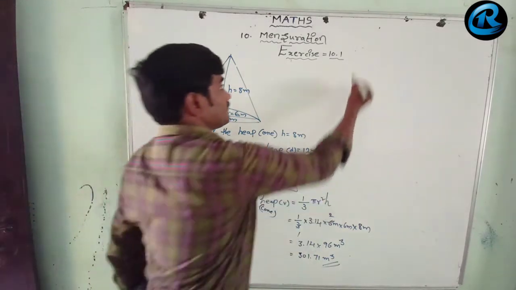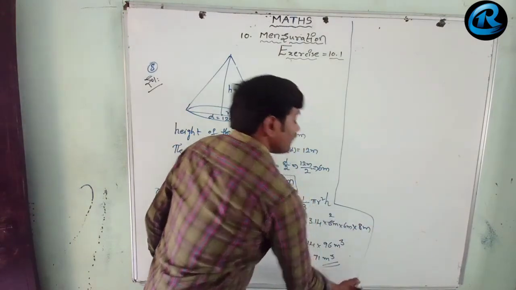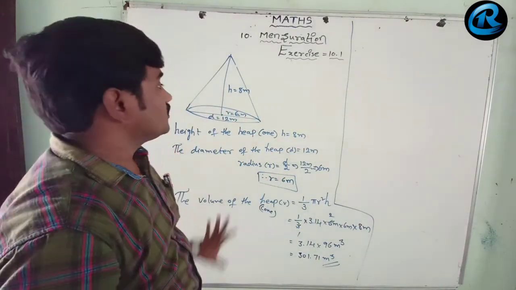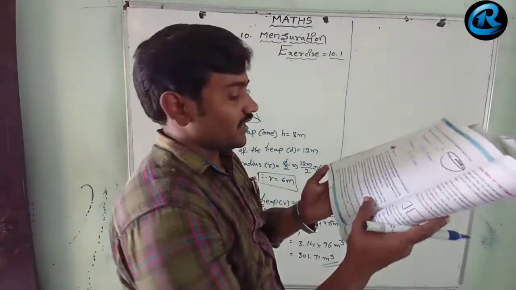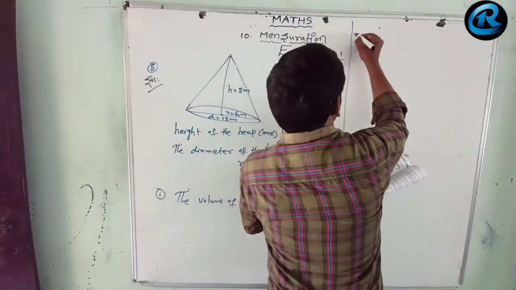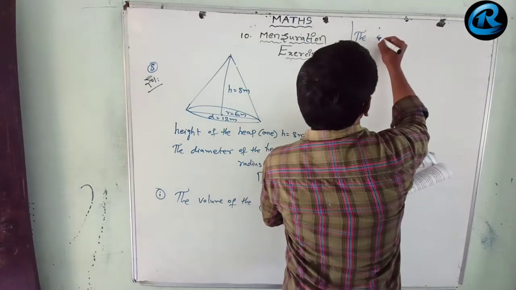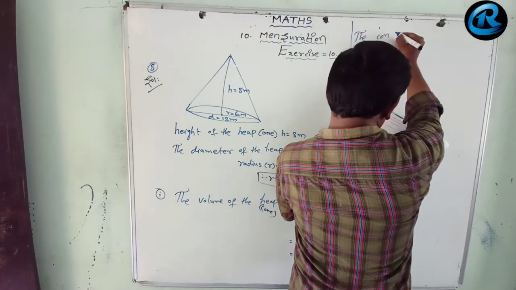Next, the canvas cloth required to cover the heap. This is asked. See, how much canvas cloth is required to cover the heap? The canvas cloth is required.